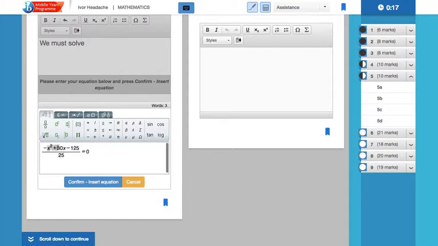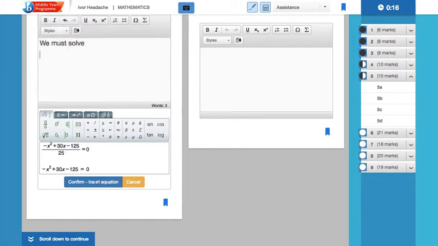Now I can make that a bit simpler, get rid of the fraction by multiplying both sides by 25. So I'm going to just copy and paste that top of the fraction, and paste it down there, equals, well, 0 times 25 is still 0, so multiplying both sides by 25, you just get the top bit equal to 0.